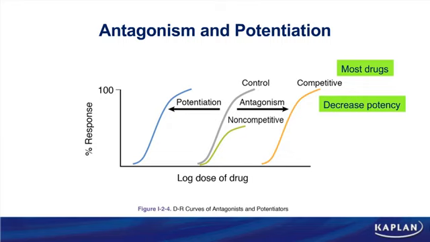So why does the curve shift to the right? Because I'm using more agonist drug. And that means an increase in the amount, an increase in the dose. That is a shift to the right.